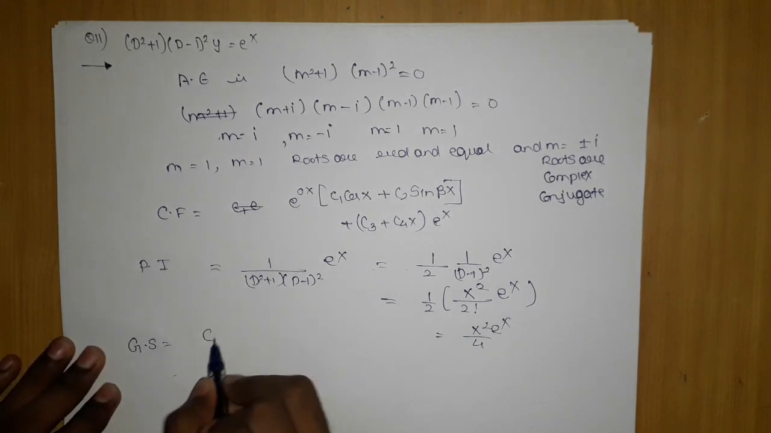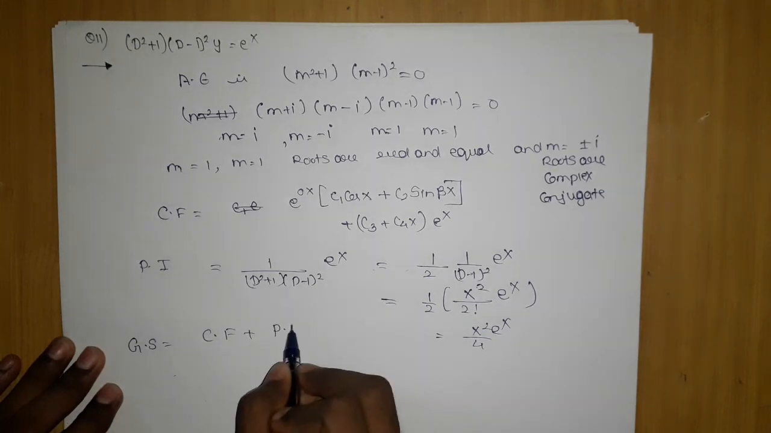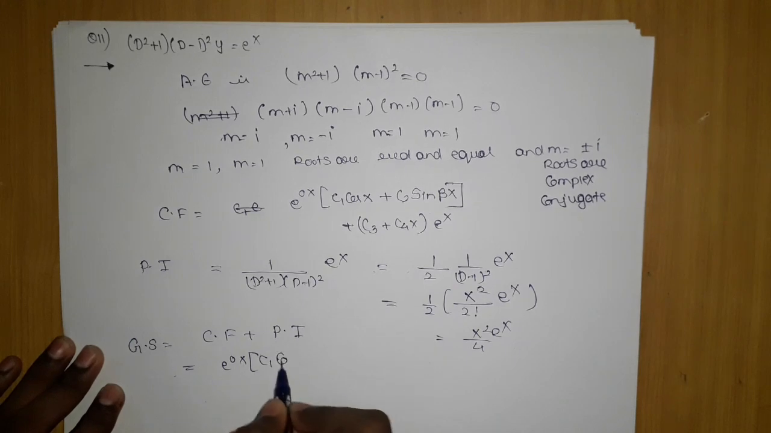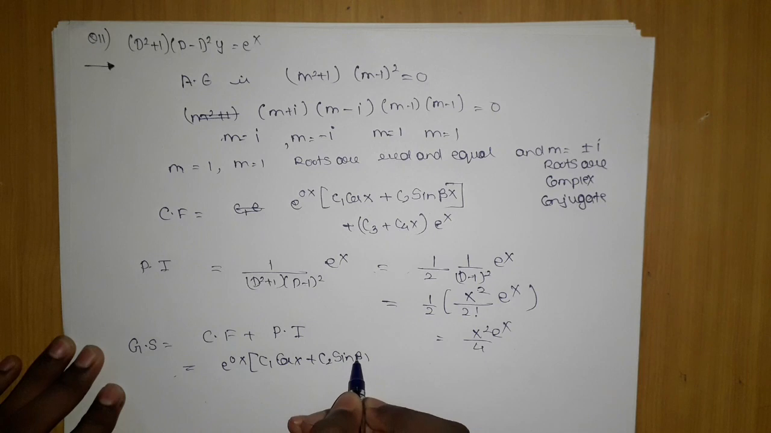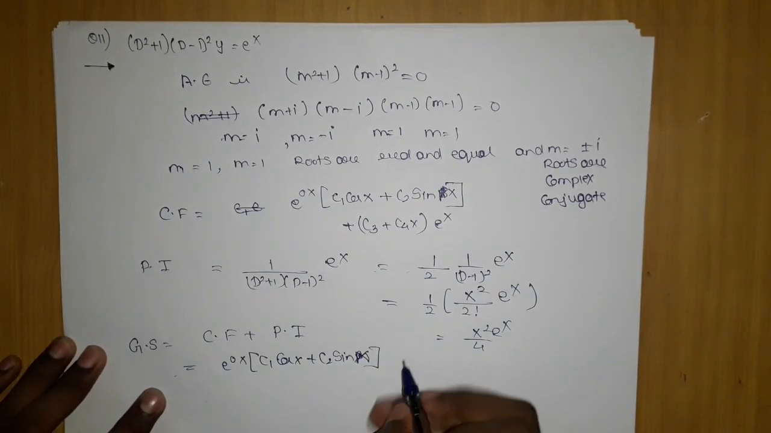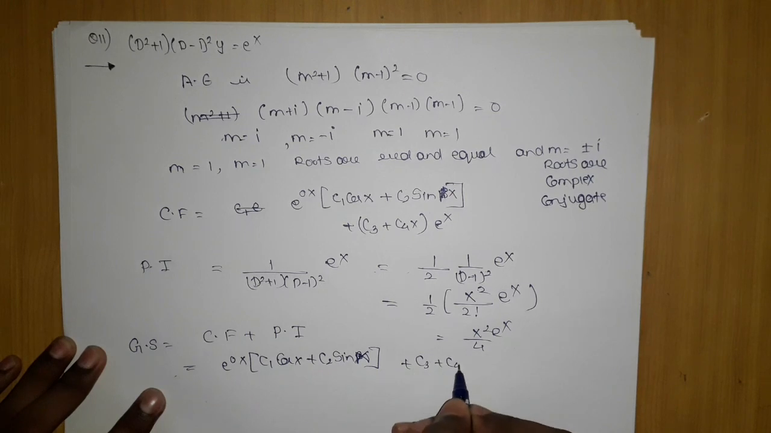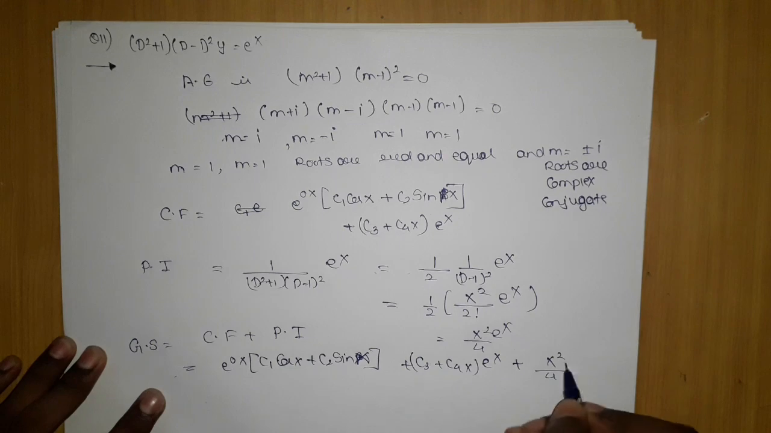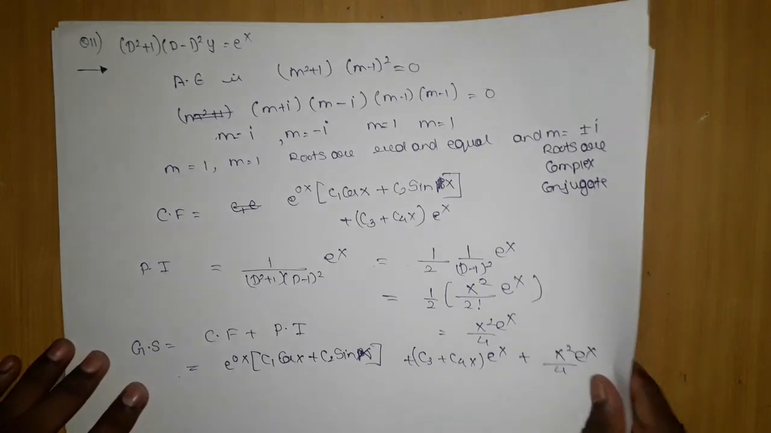So the general solution will be the combination of complementary function plus particular integral, which will be e to the power 0x bracket c1 cos x plus c2 sin beta x, beta not 1, x bracket close, plus c3 plus c4 x into e to the power x, plus particular integral x square by 4 e to the power x. So this is our required answer.